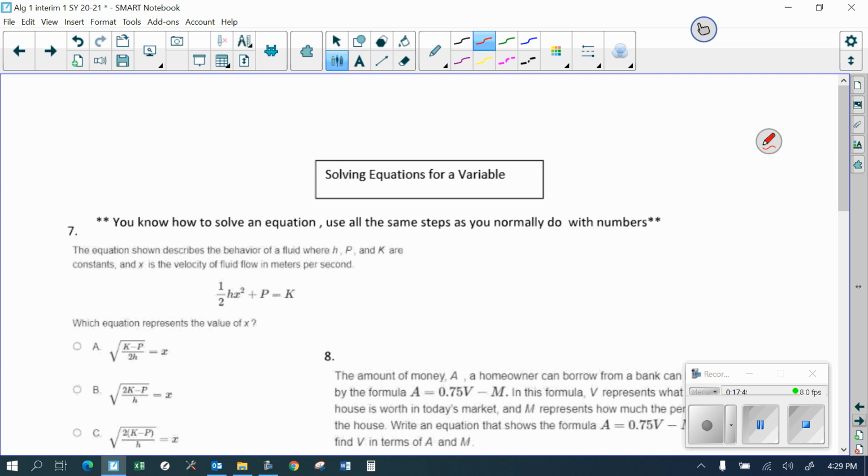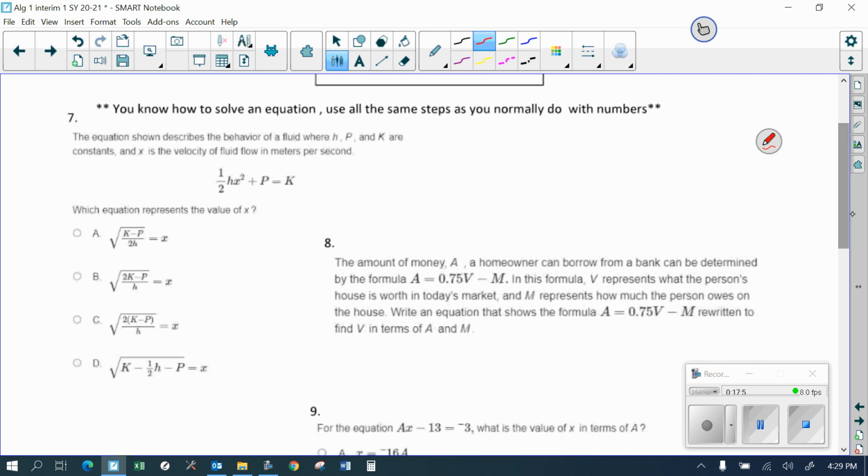Solve equations for a variable. The equation shows which equation represents the value of x. So what it's saying is to solve for x. How do we solve all equations? Reverse PEMDAS.